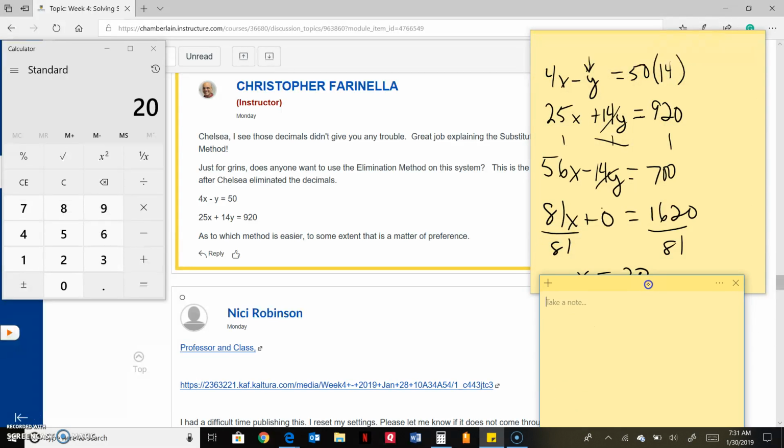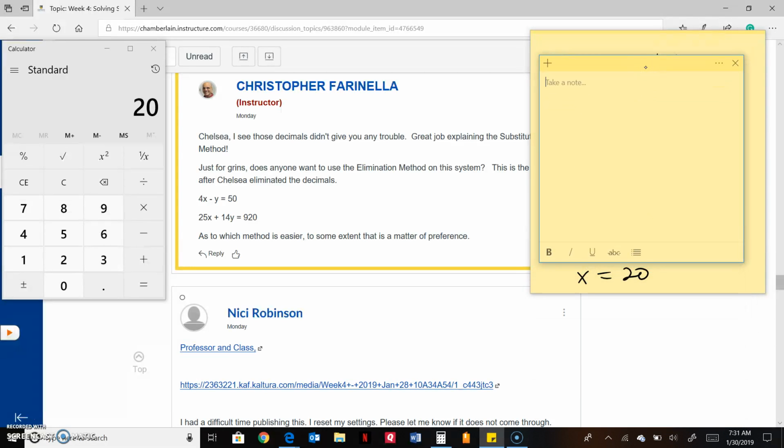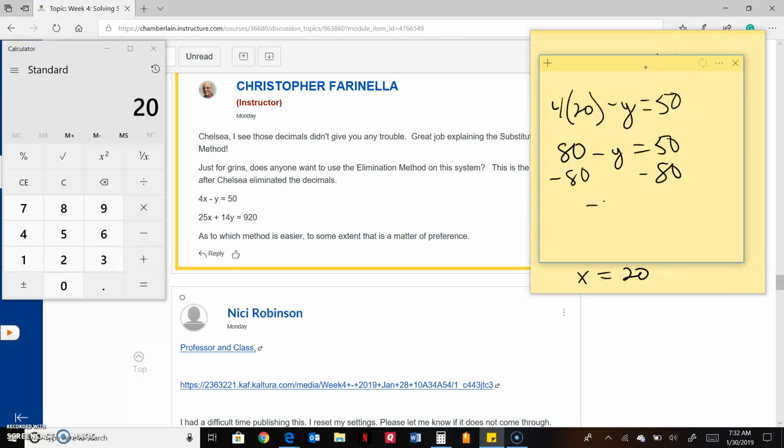X equals 20. So now we can plug it in to this original equation here. 4 times 20 minus y equals 50. Multiply this, we have 80 minus y equals 50. Subtract 80 from each side. We have negative y equals negative 30. Divide by negative 1, divide by negative 1. We have y equals 30.